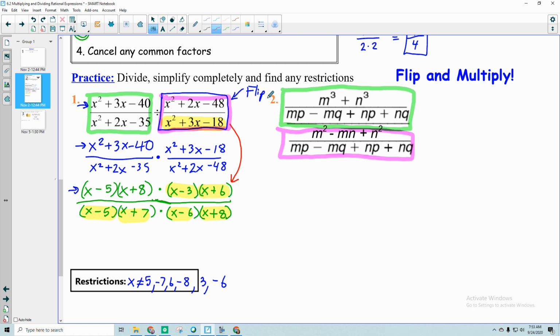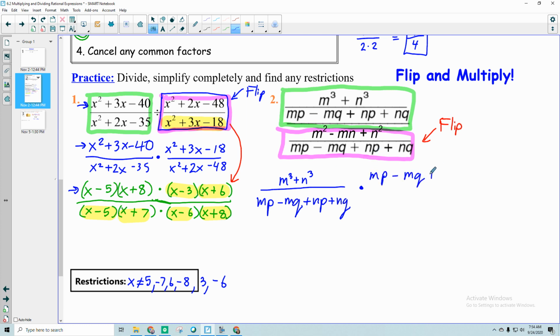So I am going to now take the rational expression on the bottom, and that is the one that I am going to flip. Okay, so I'll flip this and then change it into a multiplication problem. So I'm going to rewrite this as m cubed plus n cubed all over mp minus mq plus np plus n cubed. Okay, and now I'm multiplying this by everything flipped upside down. So mp minus nq plus np plus nq.